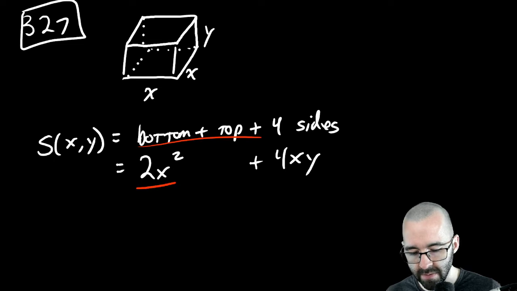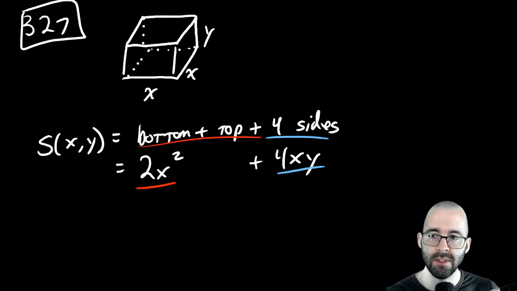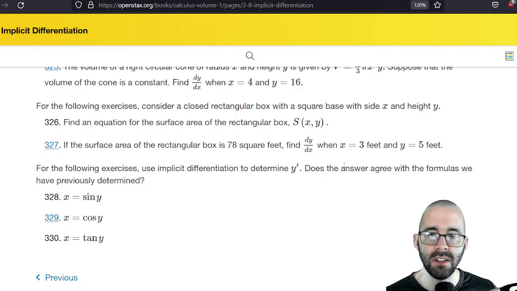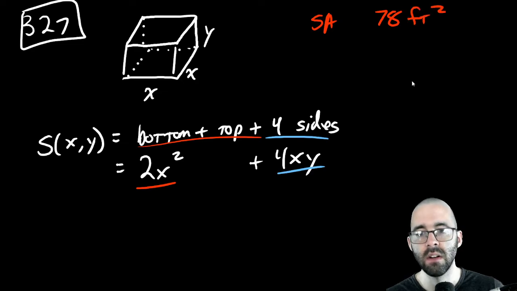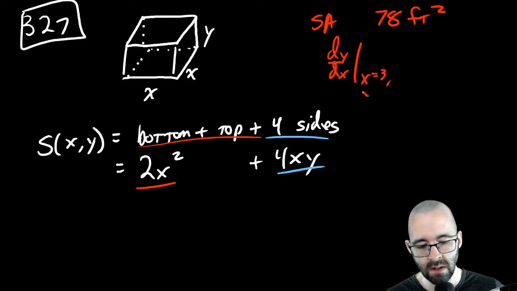Right, bottom and top. 4 sides, like so. That's 326. If the surface area of the box is 78 square feet, so we're saying the surface area of the box is 78 square feet. Find dy/dx when x is 3 and y is 5.